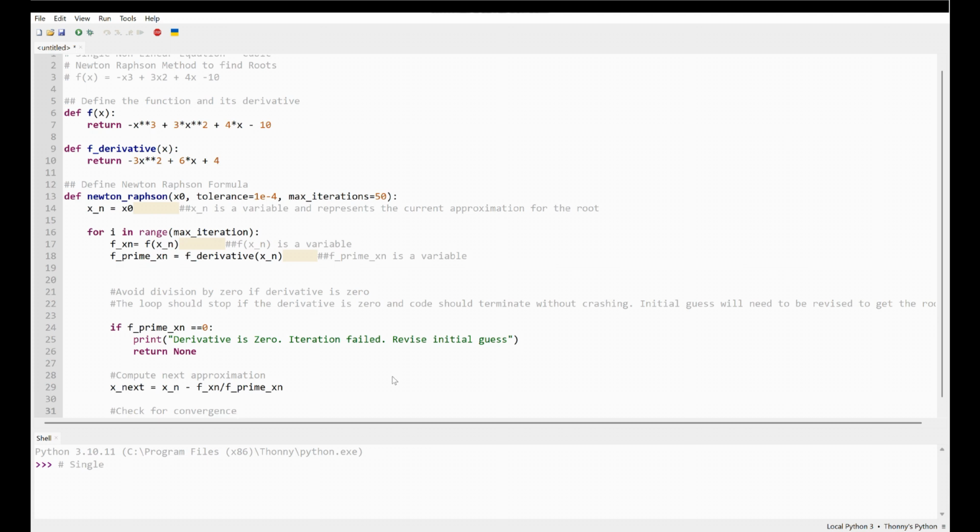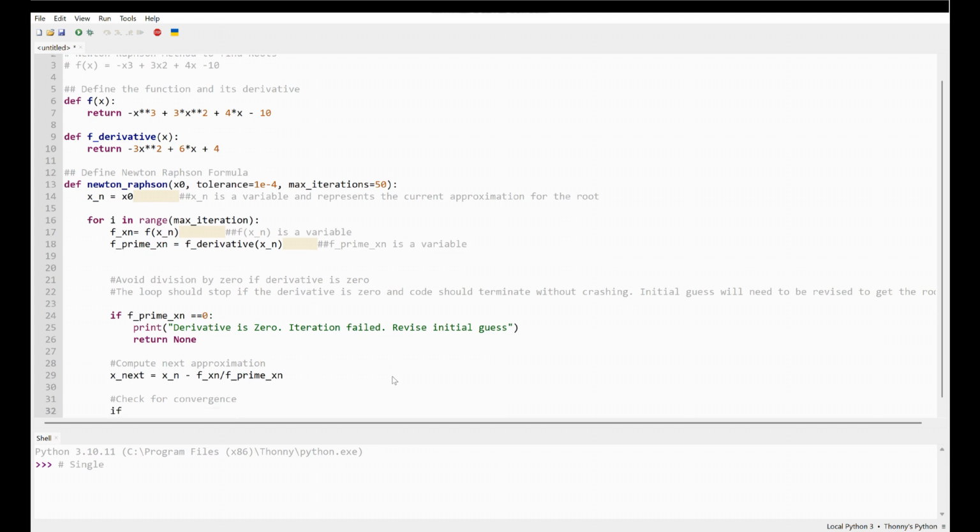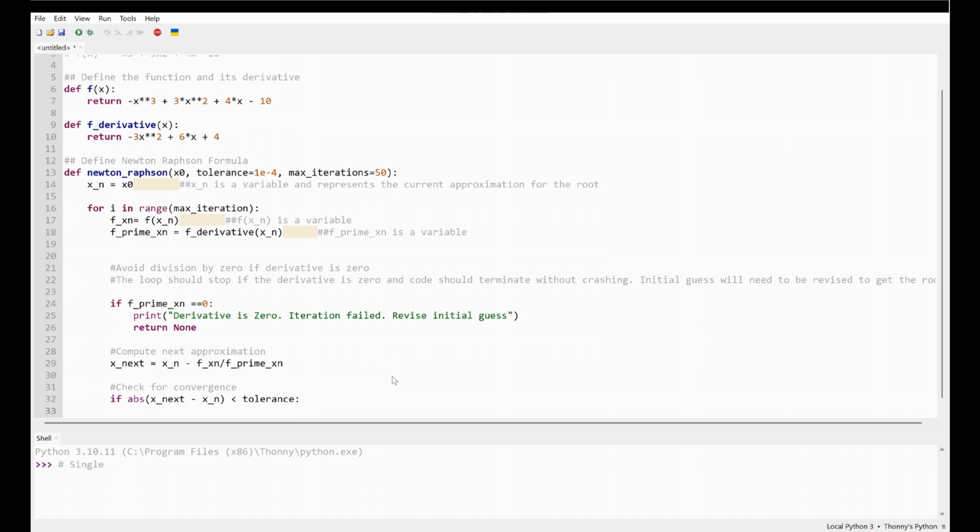And this loop will keep going till the convergence is reached, which means that xn and x next, the difference between the two is within the tolerance. So let's write that. If absolute difference, remember we take absolute difference because xn could be greater than or less than x next, so we don't really need negative signs in our difference.